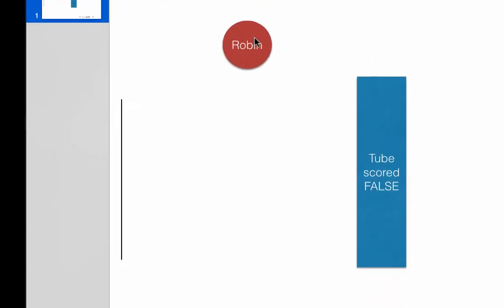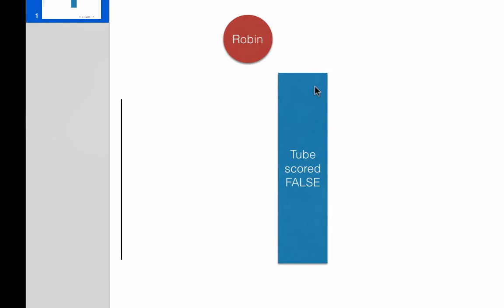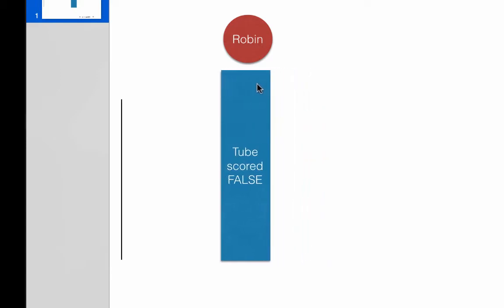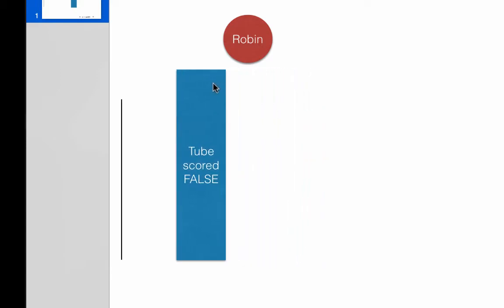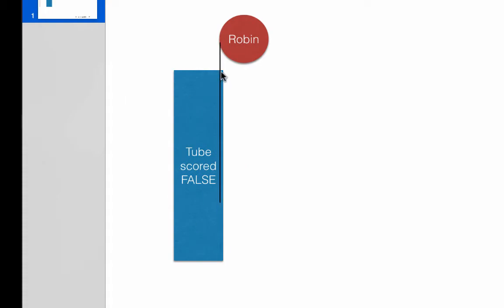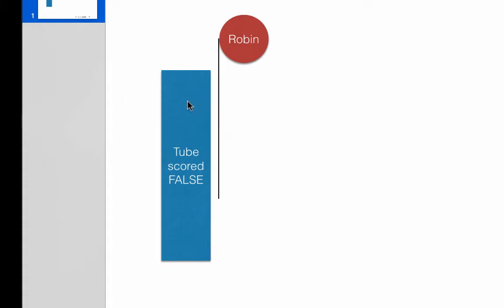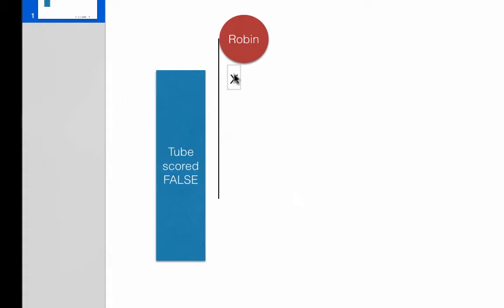If I just go into a little schematic I've made here, in our game we have the robin bouncing up and down, with the illusion that it's going across the screen. We have the tube scrolling in from right to left. The tube, as always, starts with scored false, and when it gets past the robin at a certain point, where the line is here, we want to set the scored value of that tube to true.